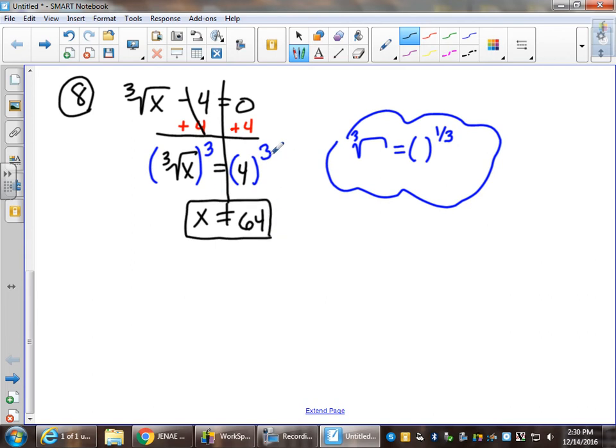Because this is an odd power, I do not have to worry about a check. Number 9: 2x to the 3/2 equals 250.